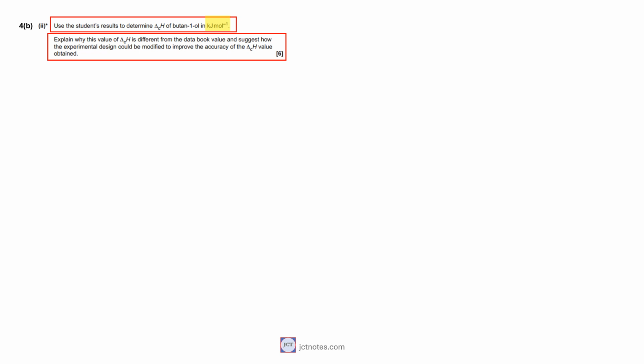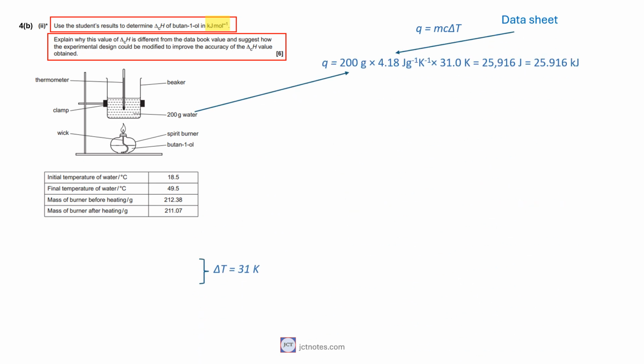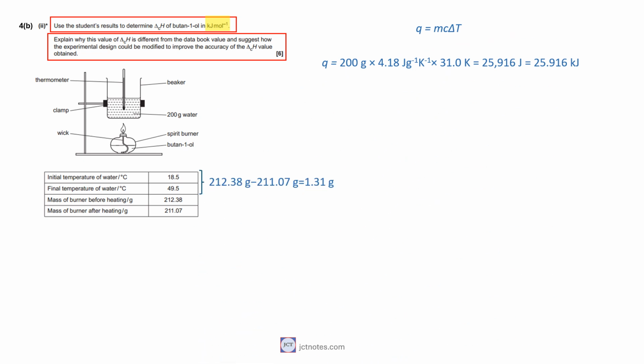I copy the drawing and the data that we need to answer the question. The heat used to increase the temperature of the water is obtained by multiplying the mass of the water by the heat capacity of the water from the data sheet and the difference in temperature. As the results are asked in kilojoules per mole, I express the results in kilojoules, getting 25.916 kilojoules.